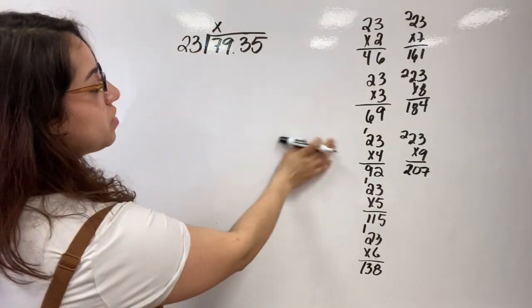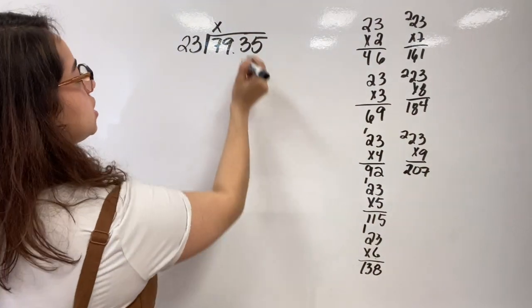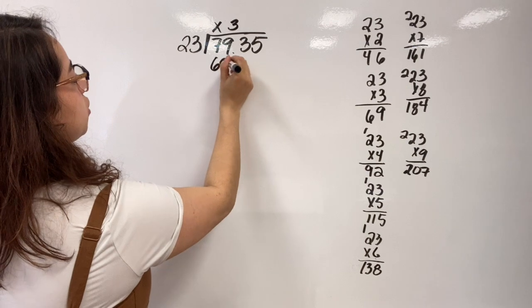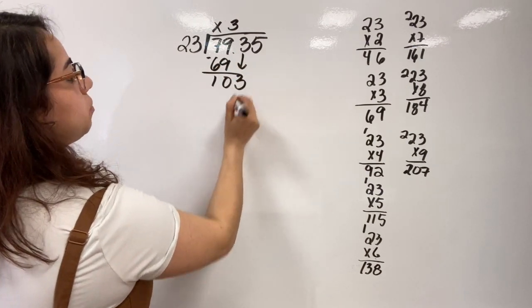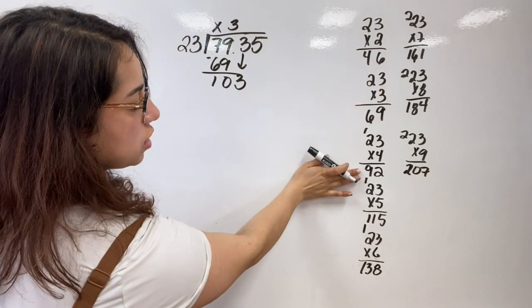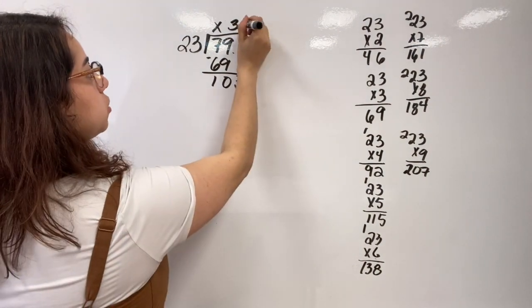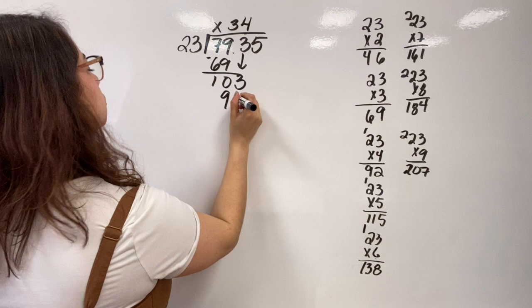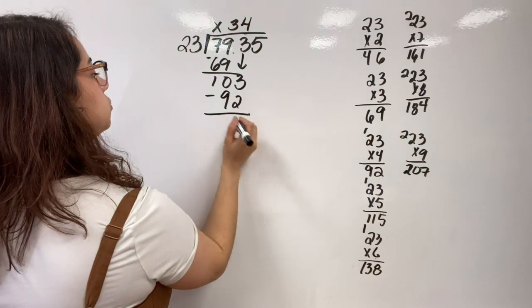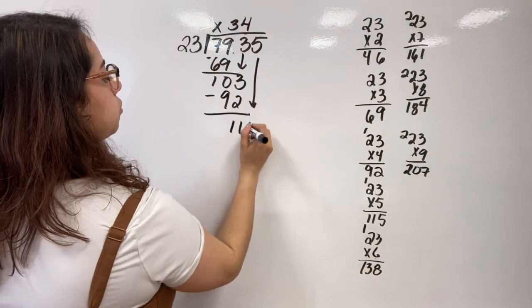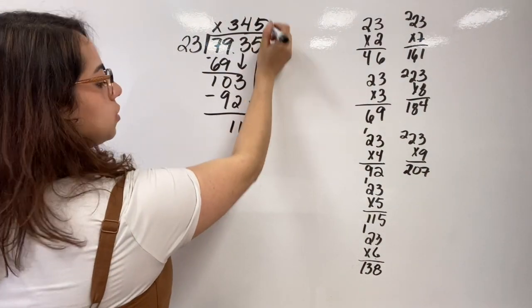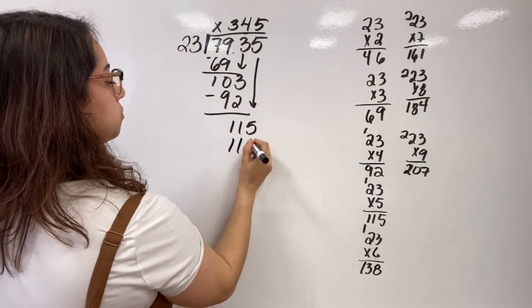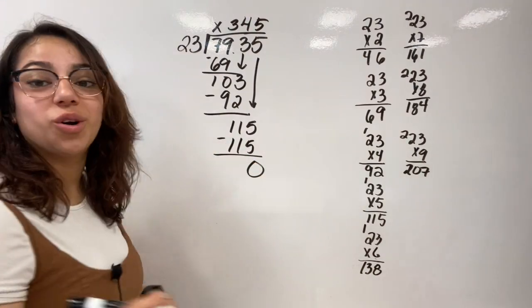23 goes into 79. The closest is 69. That's times 3. So now we can just subtract. Bring down the 3. It goes into 103. The closest is 4 for 92. Bring down the 5. And now it goes into 115 5 times for 115 with no remainder.